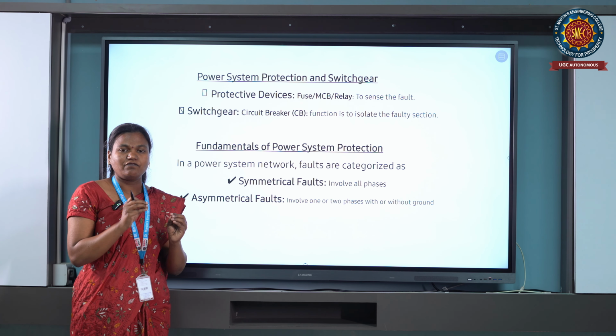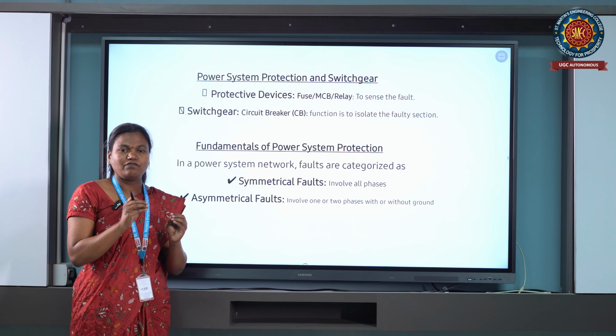Okay, now see here, protection devices and switchgear. We are going to use 2 types of devices. One is the protective devices and one more is the switchgear devices. Protective devices are those which can sense the fault and give signals to the circuit breaker, which is a switchgear part. Now coming to the switchgear, it isolates the fault after receiving the signals from the relay, the protecting device.